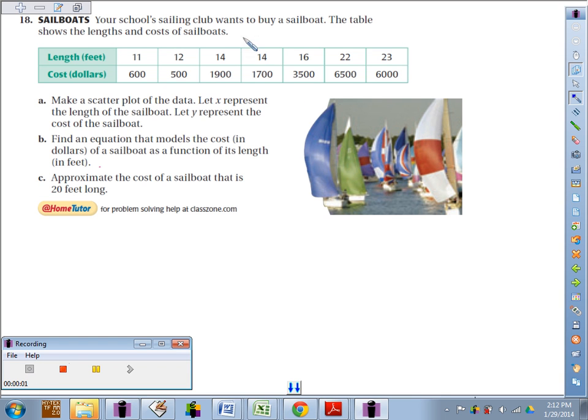Number 18, your school sailing club wants to buy a sailboat. The table shows the lengths and costs of the sailboat. So a boat that's 11 feet long is going to cost $600. A boat that's 23 feet long is going to cost $6,000. Make a scatter plot of the data.